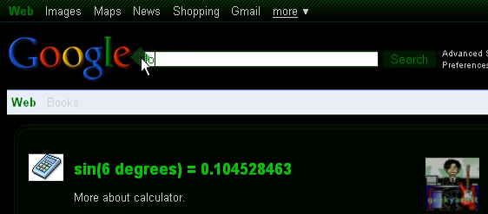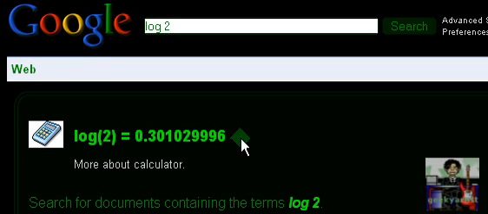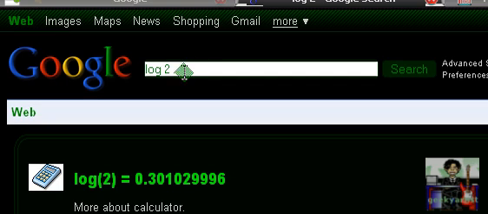You can also do some logarithmic functions. Let's say log of 2 base 10 is this particular value. You can also do some factorials.